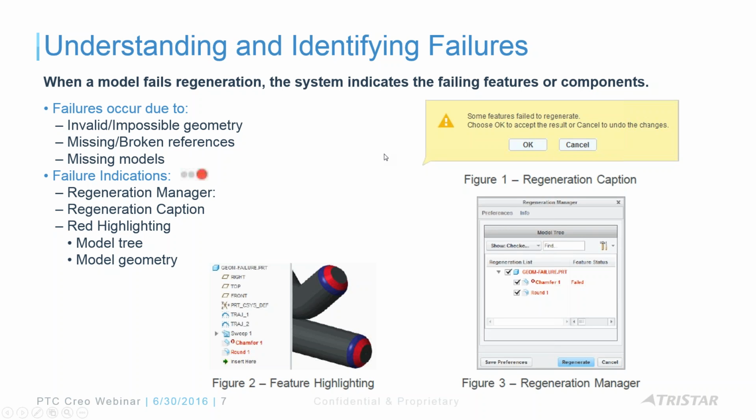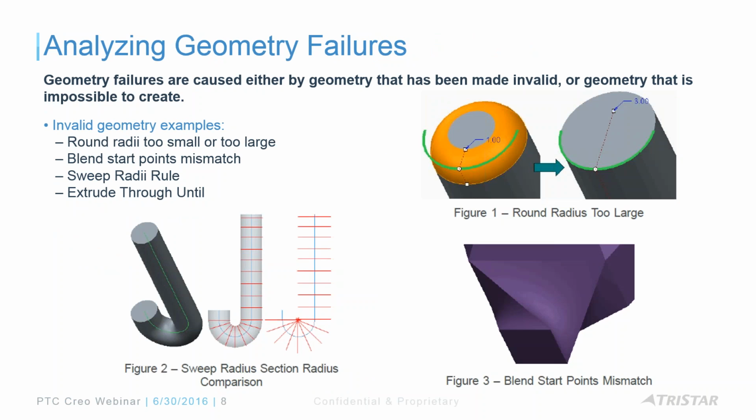As an overall arc, features and components fail for a few basic reasons: invalid or impossible geometry, and missing models or references. Those are the kind of things that cause failure. We're going to talk about each of those, some of those options, individually as we go along. So the first is geometry failures.